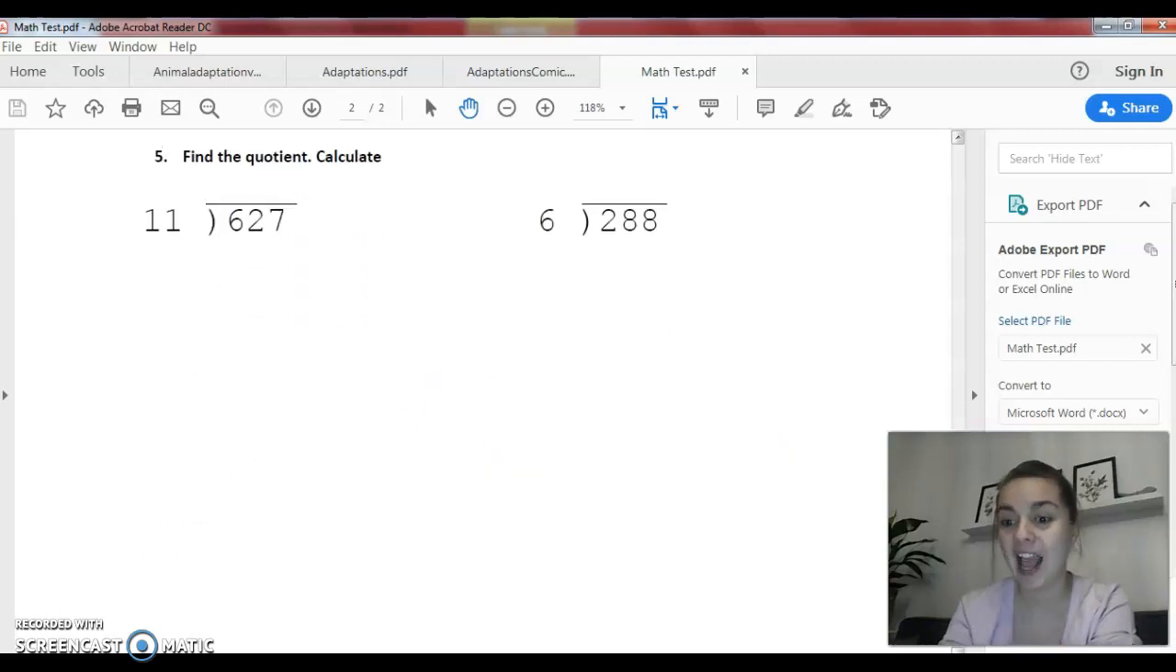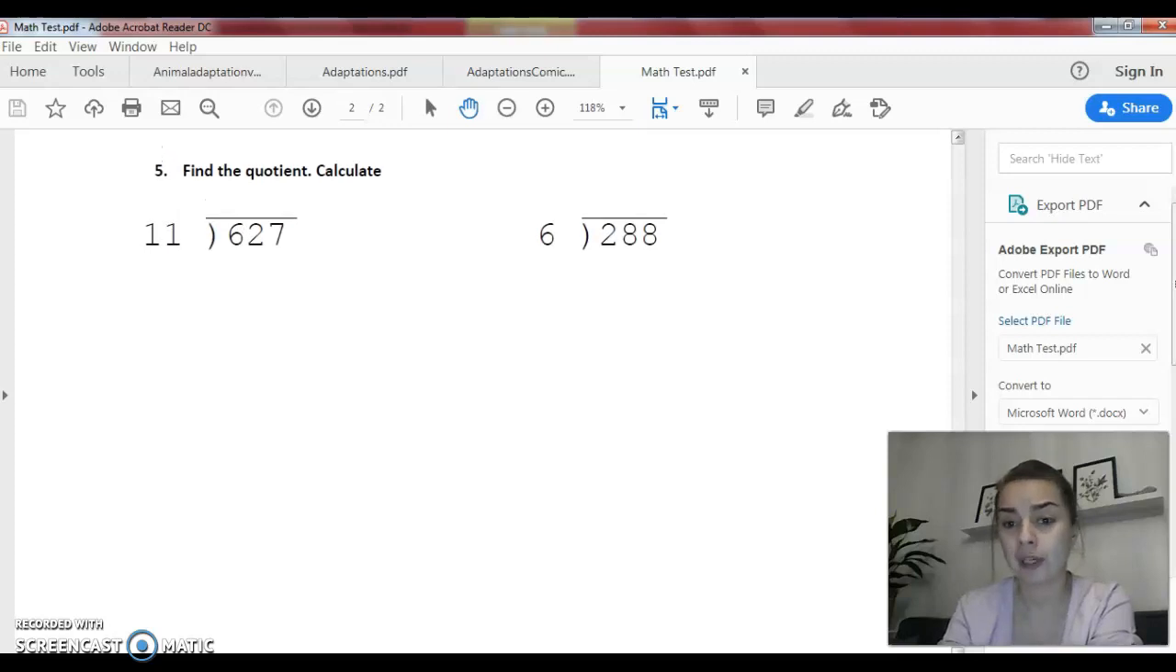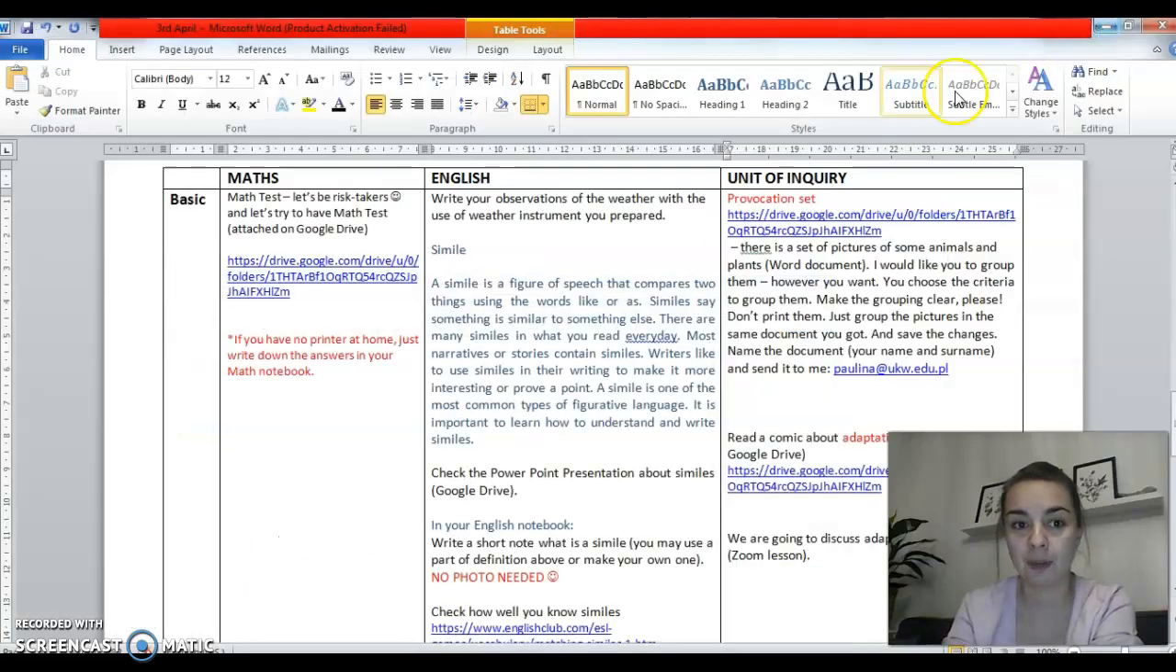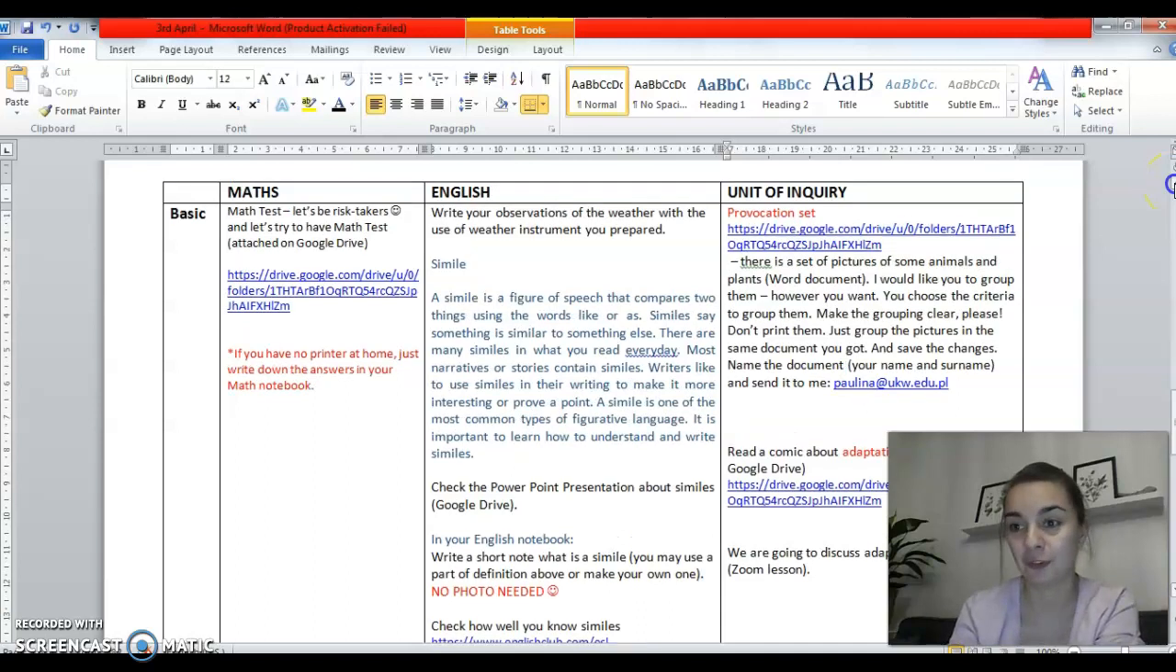And that's it, okay? If you don't have a printer, don't worry, please. There is no need for printing it out. Just write the answers in your notebook, okay? In your math notebook. That's it, okay? So no printer needed. Don't worry, okay? So that's the only task from maths I got for you.